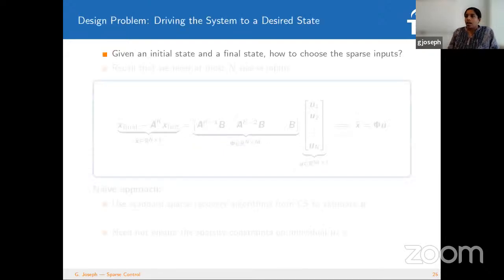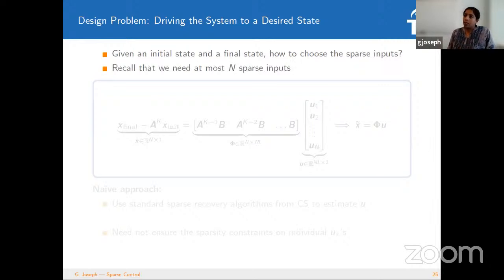So the sparse control design problem is about finding the correct U1, U2, and all the way to UK, which can solve your system of equations. We said controllability will ensure that the system has a solution, but what that solution is is a more challenging question. So given an initial state and a final state, how do you design the sparse inputs which can drive your system from the initial state to your final state? That is what we're going to look at.